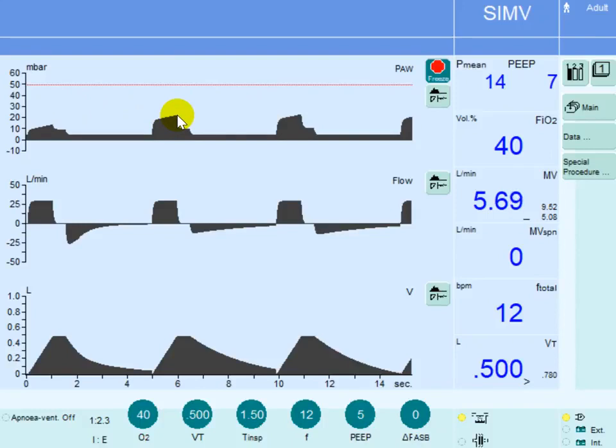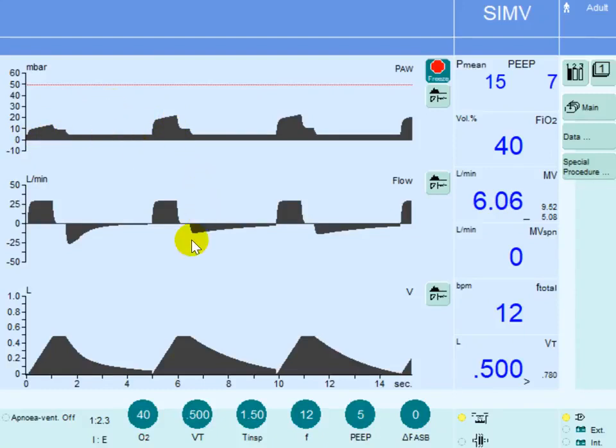Once the breath is put on hold, the plateau pressure here is noticed to be similar to the plateau pressure in the previous breath, and the difference between the peak inspiratory pressure and the plateau pressure is much increased compared to the previous breath. This both indicate that the problem here is increased resistance.